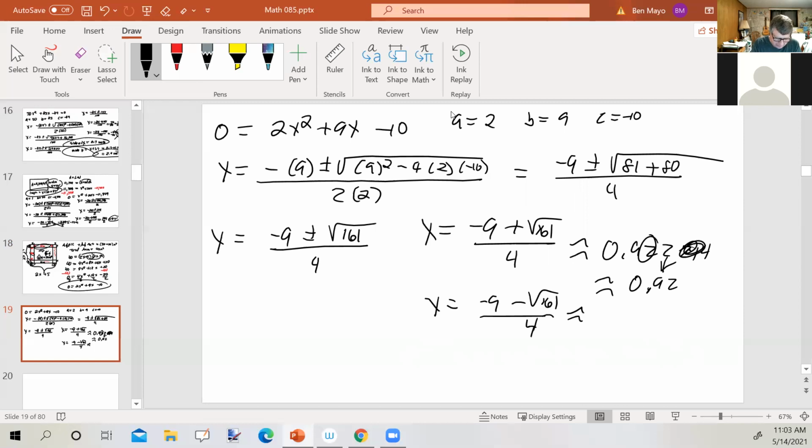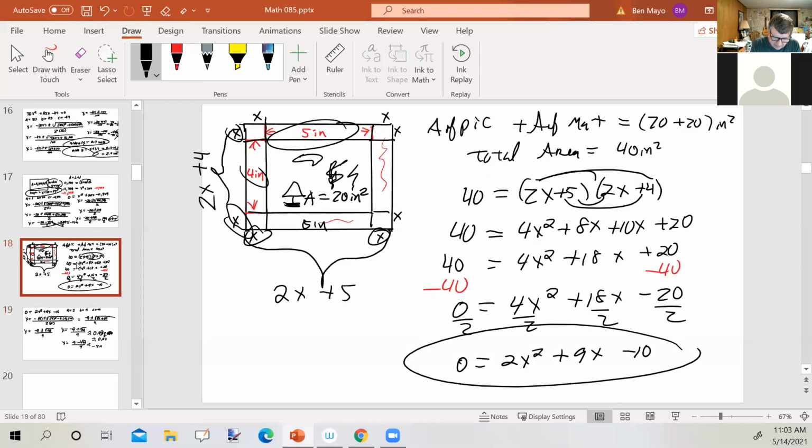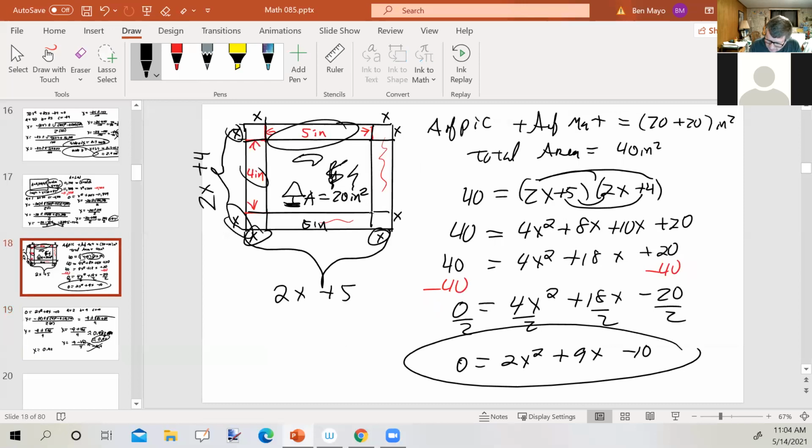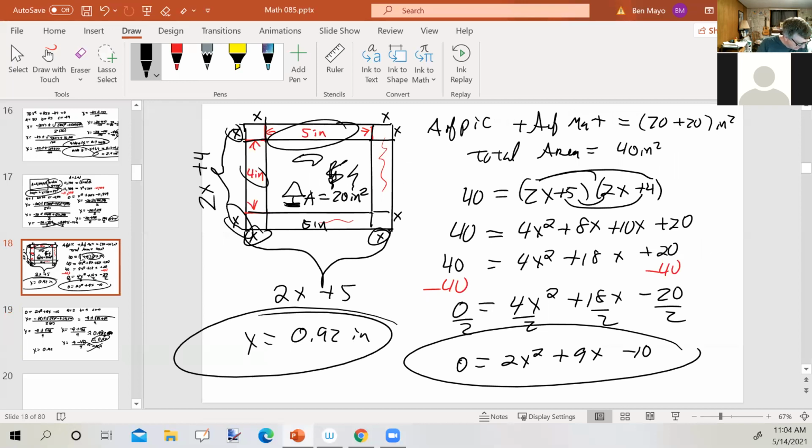Second one, parentheses, negative 9 minus the square root of 161. Close it up, close the whole thing up, divided by 4. And we get negative 5. Well, it doesn't really matter because we're dealing with a distance, right? So the negative isn't going to work. So x is 0.92, and that was inches. The area was square inches, so x is 0.92 inches, and so that mat that goes around it is a little bit less than an inch across.